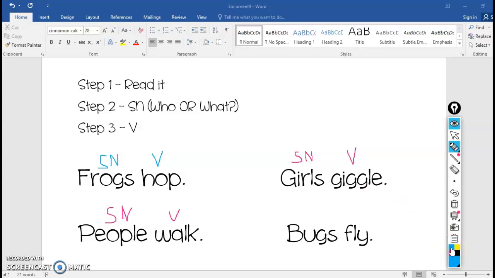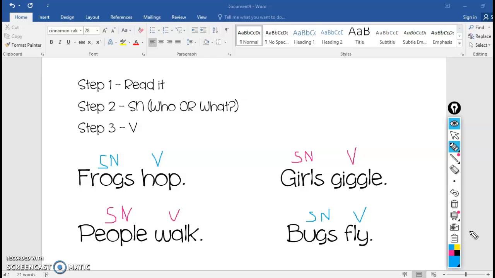And again, I'll do all three steps in order without pausing so you can hear the whole question and answer sequence. Bugs fly. What flies? Bugs. Subject noun. What is being said about bugs? Bugs fly. Verb.